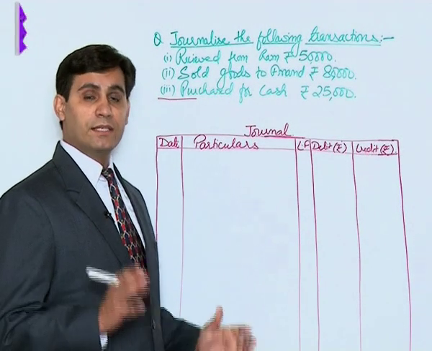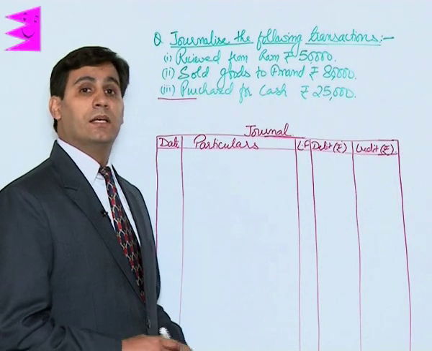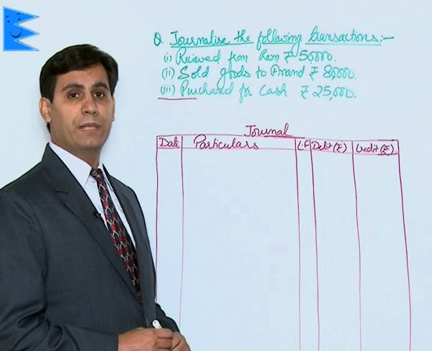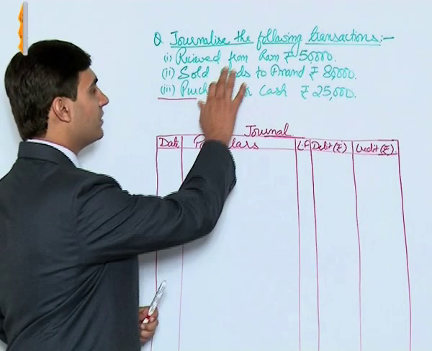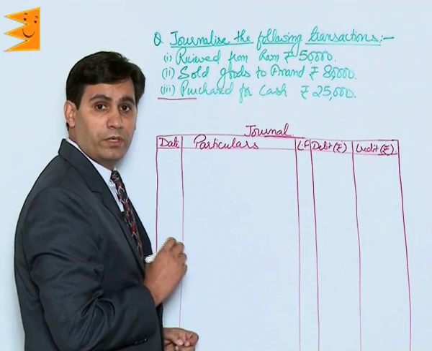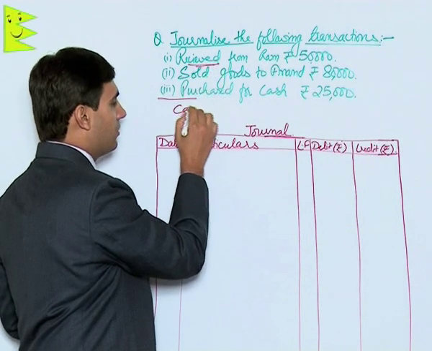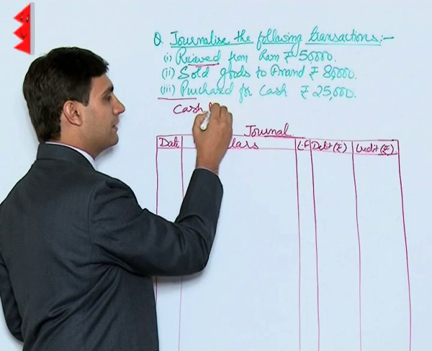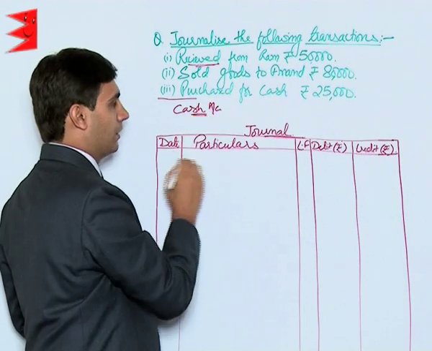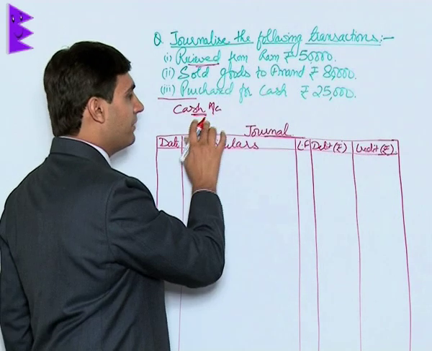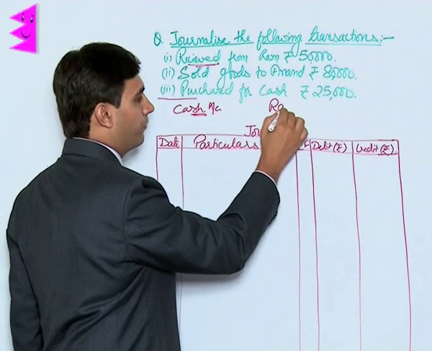So now let us first of all analyze the kind of accounts that are involved here, their nature and how the rules would be applied. For the first transaction, received from Ram, what would we have received? We would have received cash. So one account involved here is cash account. Mind it, it is just your working here. We are receiving this cash from Ram.